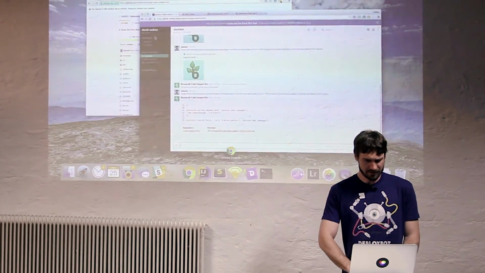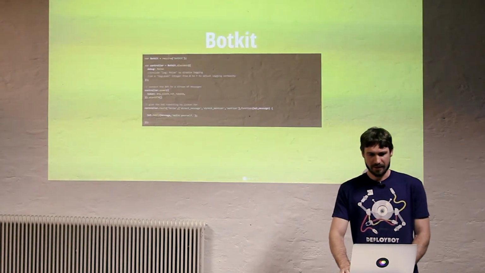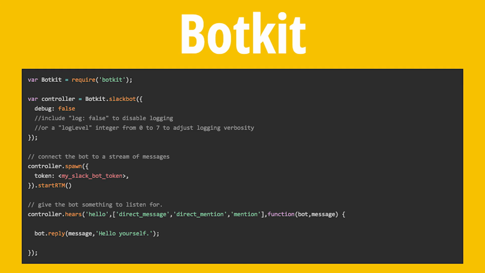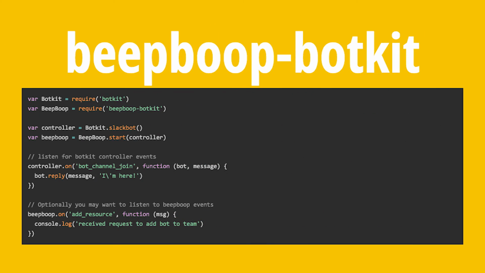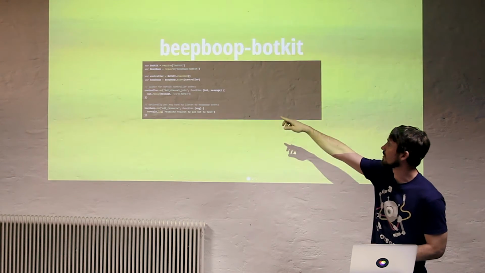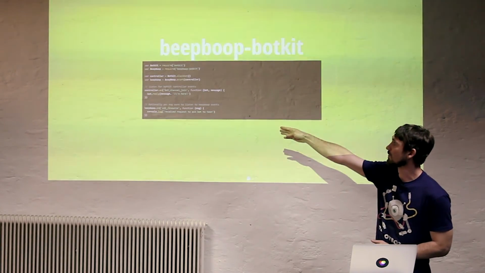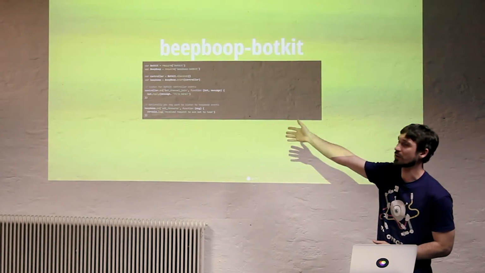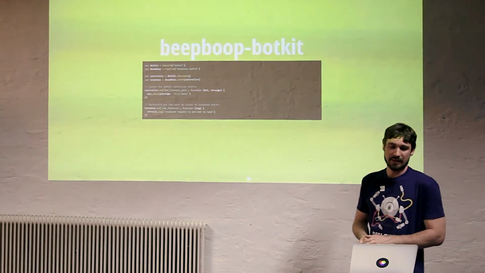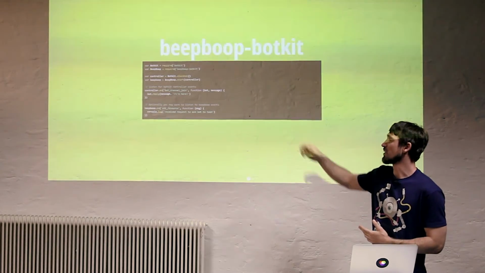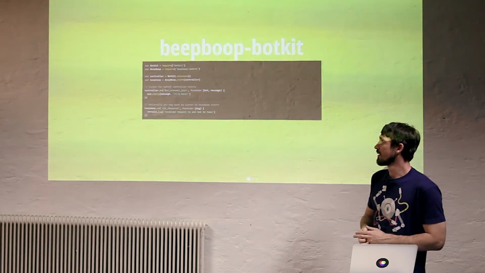Let me get back to slides. Yeah, this is the simplest bot written using BotKit, and this is the same one written with Beeboop. So you see the difference is quite subtle. You still have this controller, but additionally you instantiate with a Beeboop instance, and it adds some event handling for resources and all this stuff. So the API is pretty much similar to BotKit, so it's easy to learn.